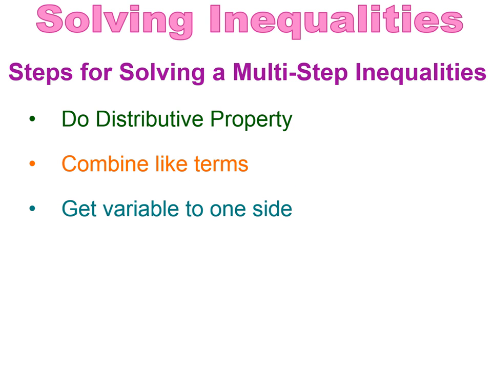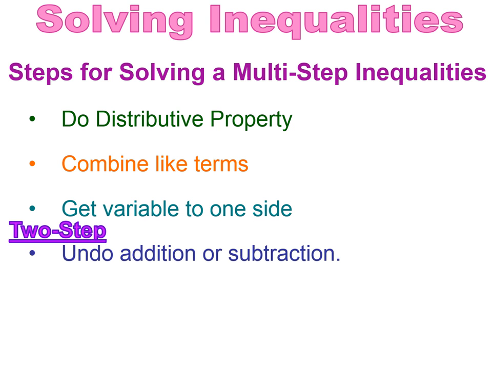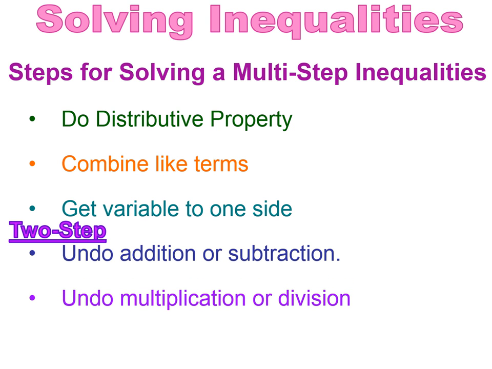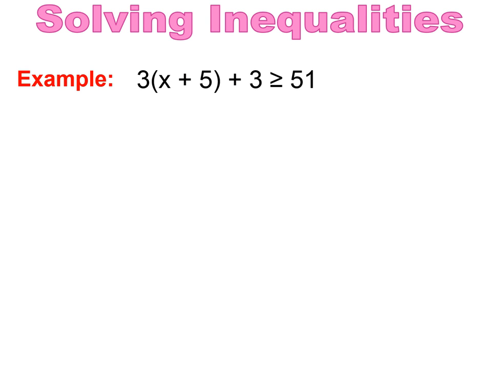Then you want to start moving. If variables are on opposite sides of the inequalities, you're going to want to move them together. To do that, you have to do the opposite. So remember, when you move from one side of the inequality to the other, you have to do the opposite to move it. Once you get to this point, you'll have a two-step inequality or a one-step inequality, which means you're going to undo the addition or subtraction and then deal with what's attached to the variable, whether it's multiplication or division. So let's do this example here.